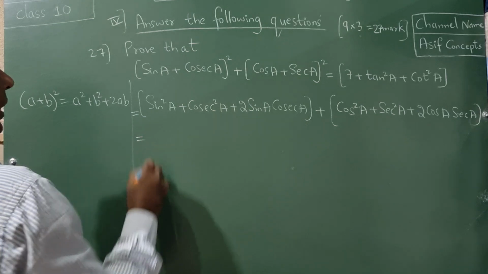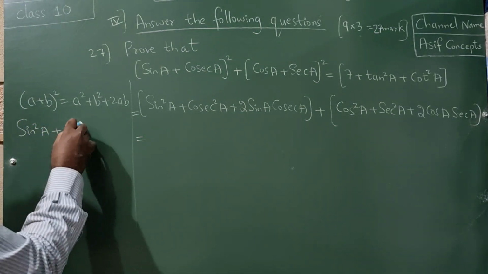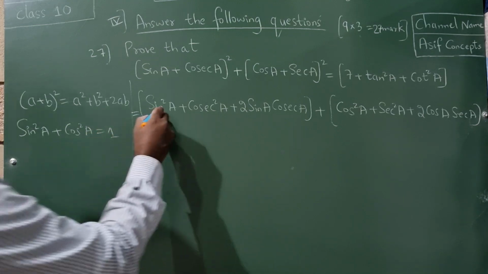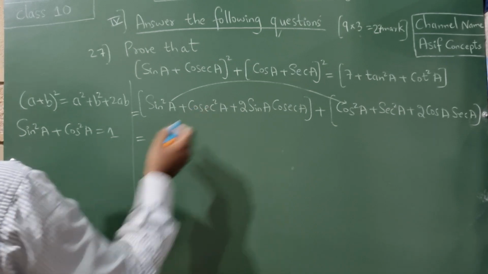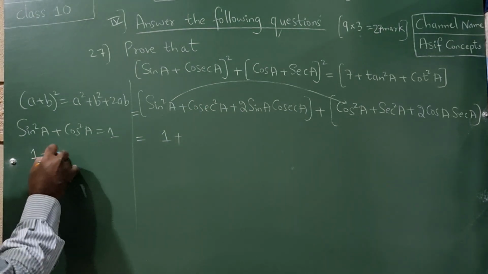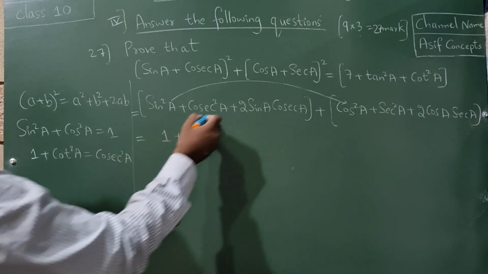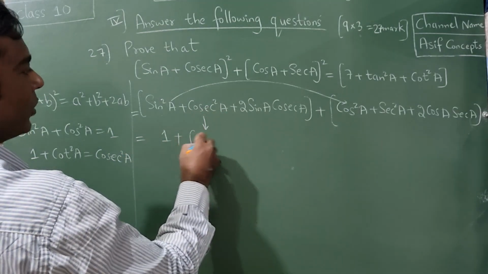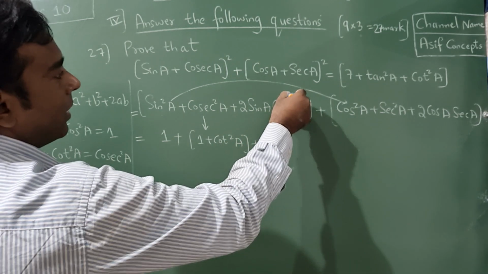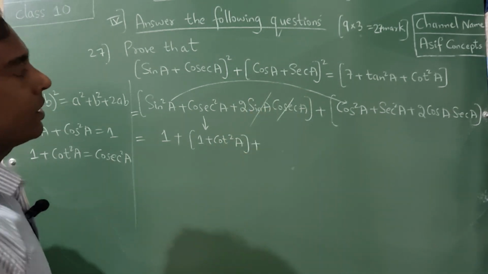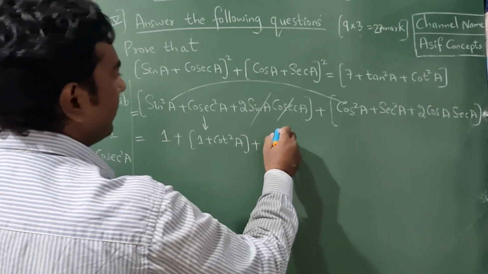Okay, now as you all know, sin square a plus cos square a is equal to 1. You can see here sin square a and here cos square a, so I am going to write 1. For cosec square, 1 plus cot square a is equal to cosec square a. So in place of cosec square a, I am going to write 1 plus cot square a. Then cosec a into sin a gets cancelled because these two are reciprocals of each other. So what is remaining? Only 2 is remaining.